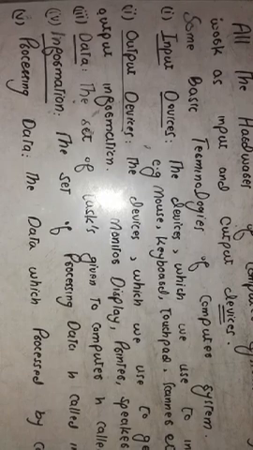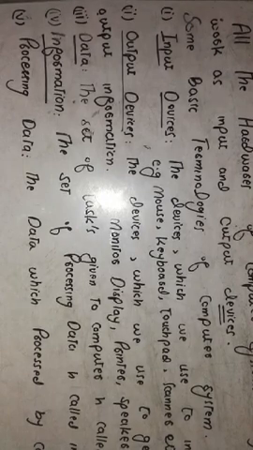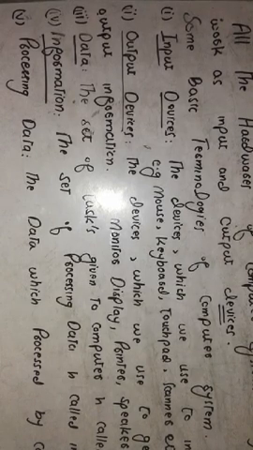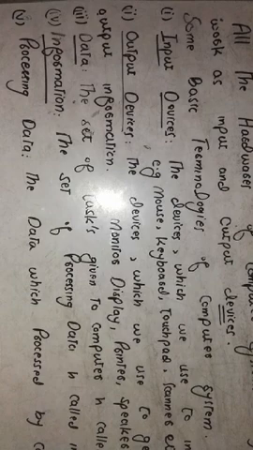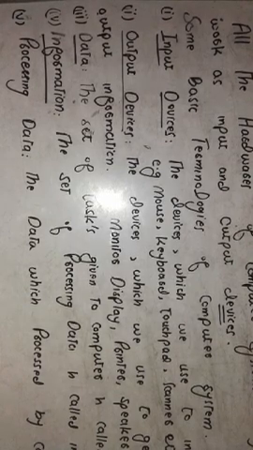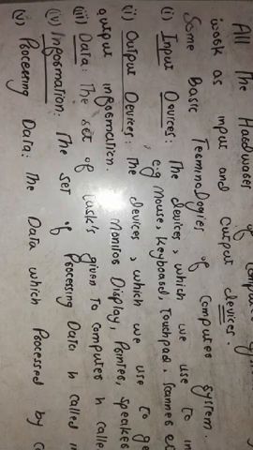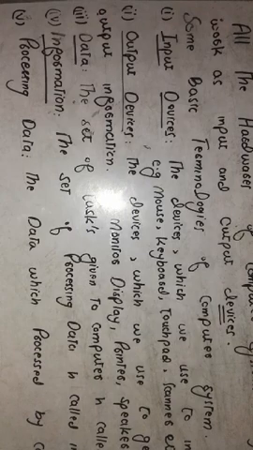And the fourth terminology is called information. What is information? The set of processed data is called information. And the fifth terminology is processing data. The data which is processed by the computer system is called the processing data.